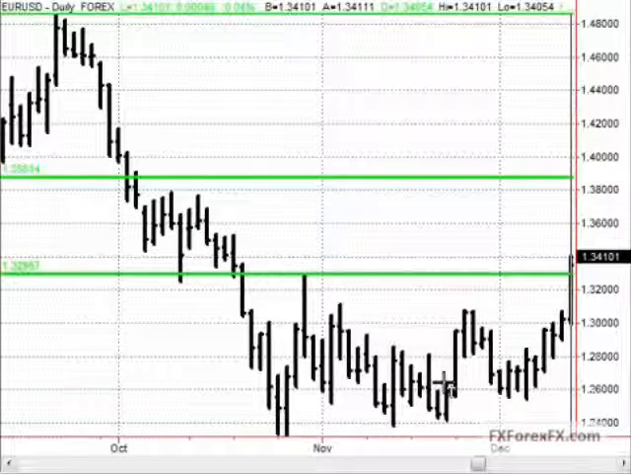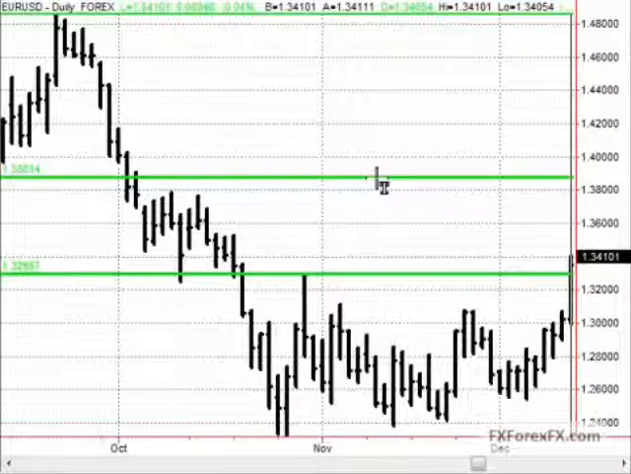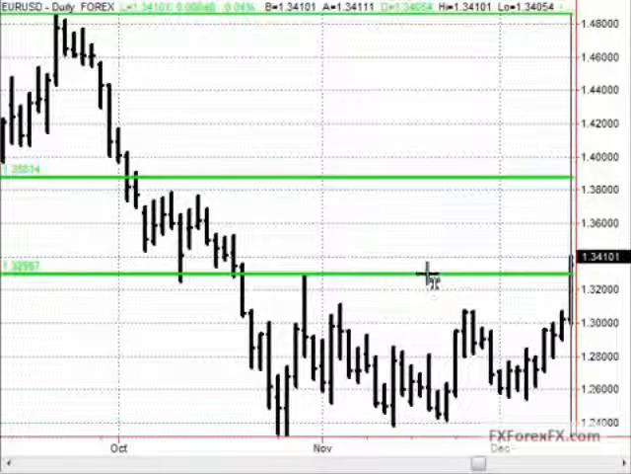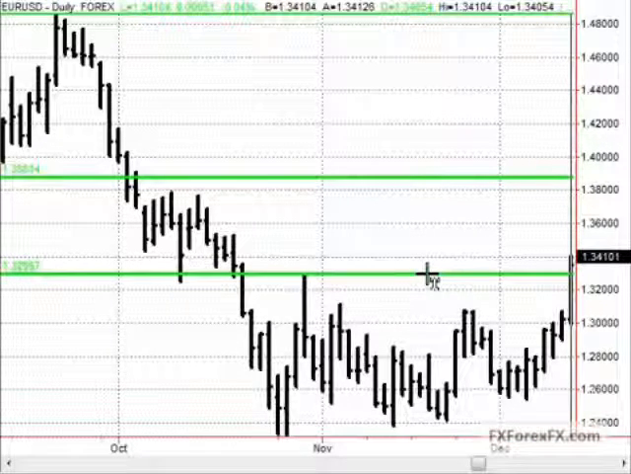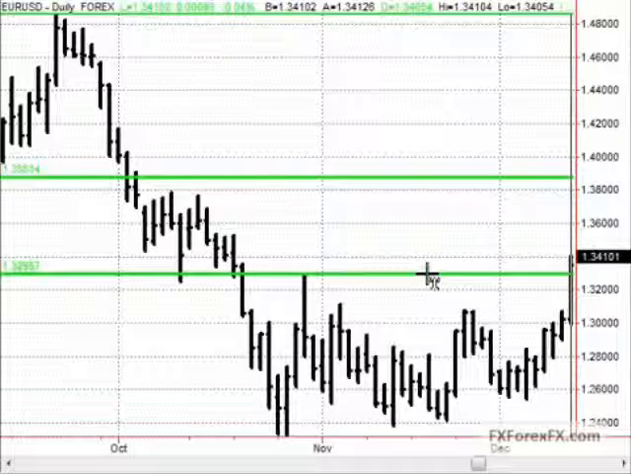Okay, so we were short from this line all the way down to this line, which gives us right at about 585 pips, which is a nice amount for our troubles. Again, this is just a simple example. I picked data at random in order to illustrate an easy forex strategy for beginners.